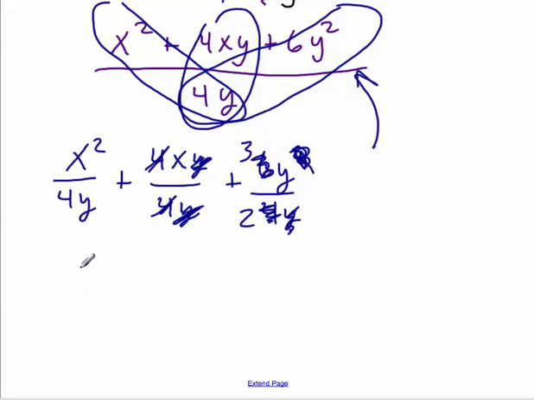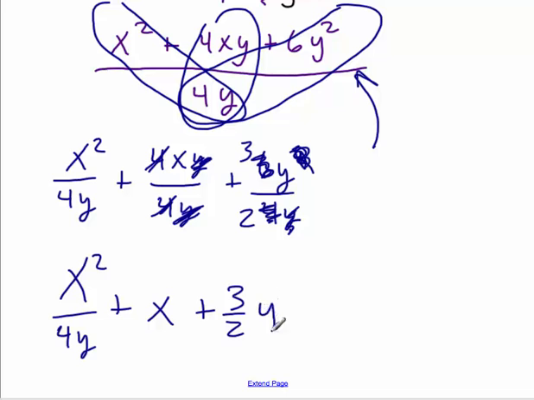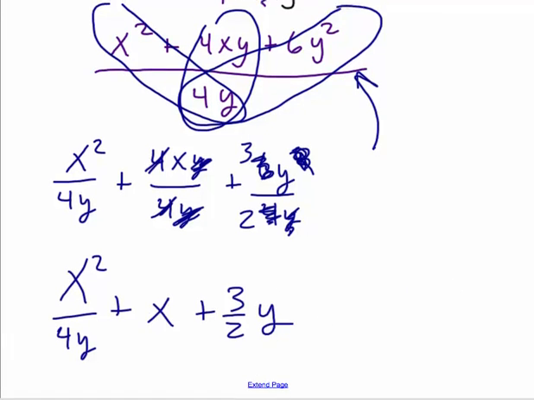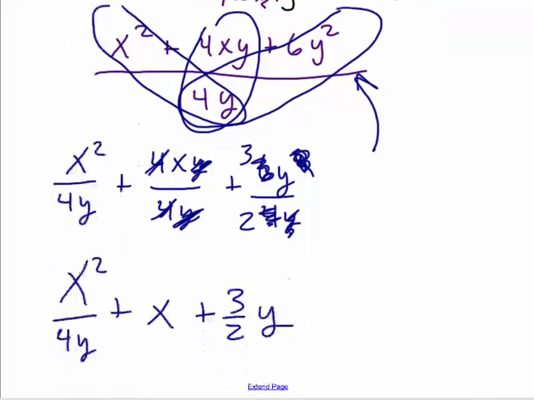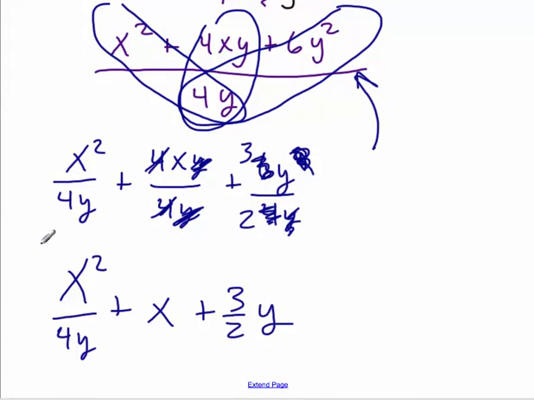So let's see what we have now. X squared over 4y plus x plus 3 halves y. Is that what we need to have? X squared over 4y plus x plus 3y over 2. Bingo. I think we did it.